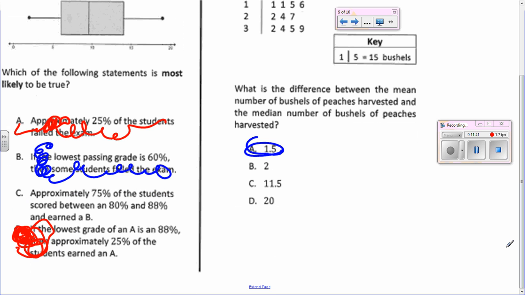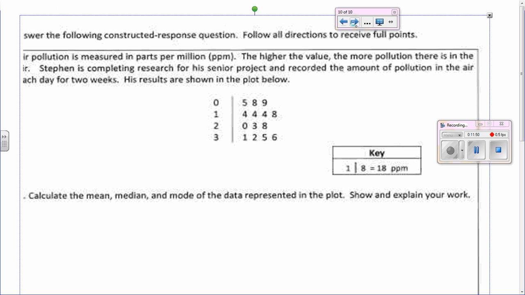Okay, we move on to the last questions, which are your open-ended. Air pollution is measured in parts per million. The higher the value, the more pollution there is in the air. Stephen is completing research for his senior project and recorded the amount of pollution in the air each day for 2 weeks. His results are shown in the plot below. Calculate the mean, median, and mode of the data represented in the plot and show and explain your work.